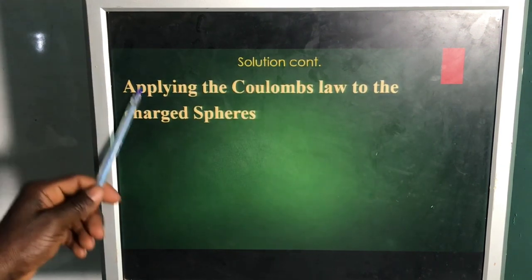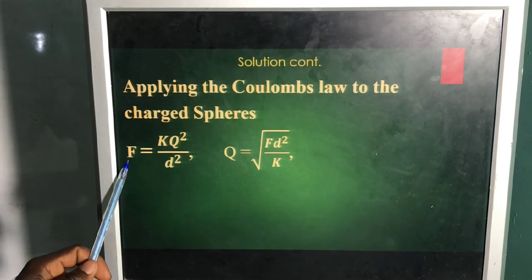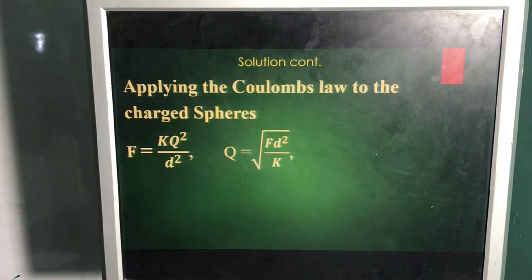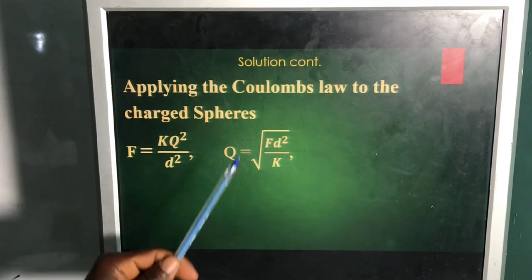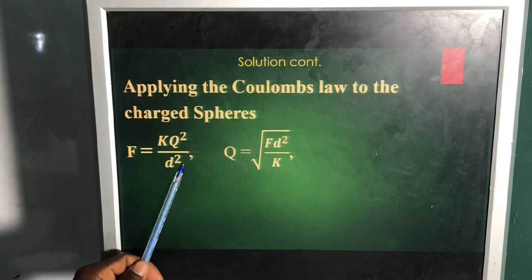Then we apply Coulomb's law. We have our distance, we have our force, so we can now apply Coulomb's law. F is equal to K Q squared over D squared. Why Q squared? The two charged spheres are identical. You remember I highlighted it in the question. Identical charged spheres have the same quantity of charge. So Q times Q gives us Q squared, times K, Coulomb's constant, all over D squared.